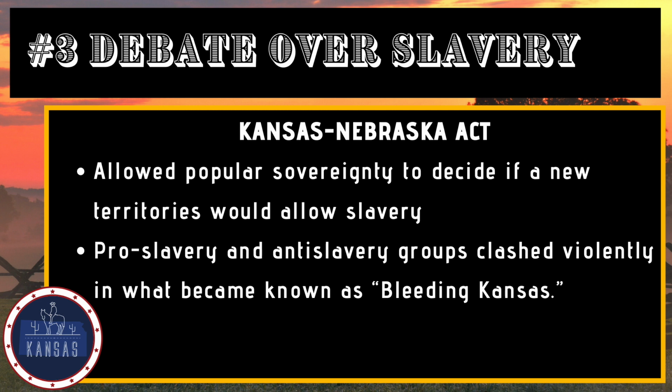This is a law that allowed popular sovereignty to decide if a new territory would allow slavery. This act is going to repeal the Compromise of 1850. This act ends up leading to pro-slavery and anti-slavery groups clashing in a battle, which is going to become known as Bleeding Kansas.